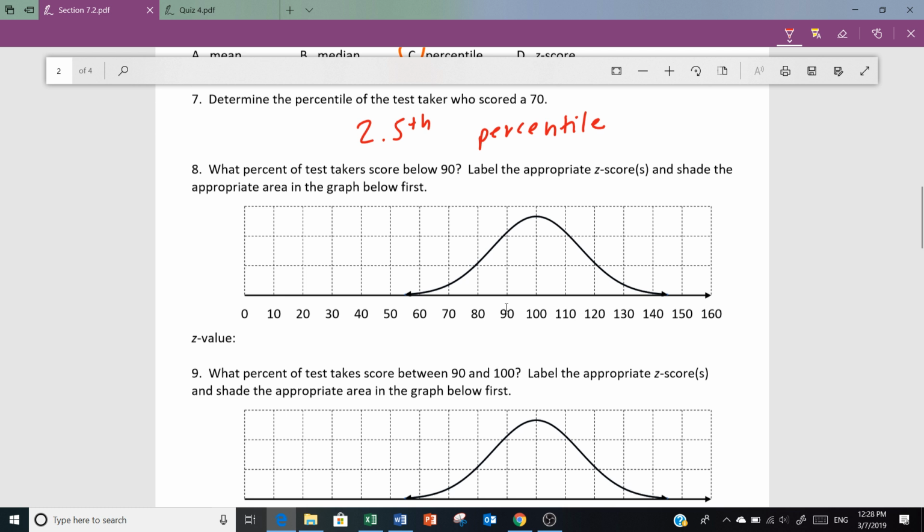Then the position of the data set where 50% scored below is called the percentile. So at 70, we got 2.5% scored below.